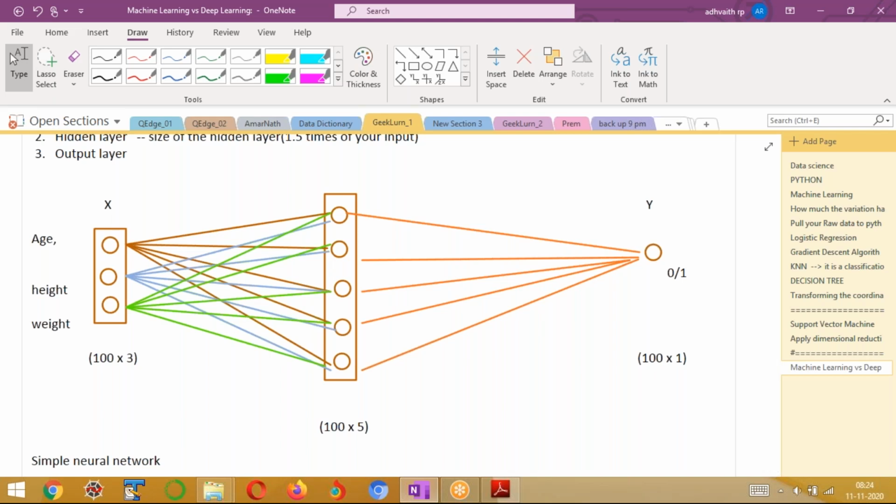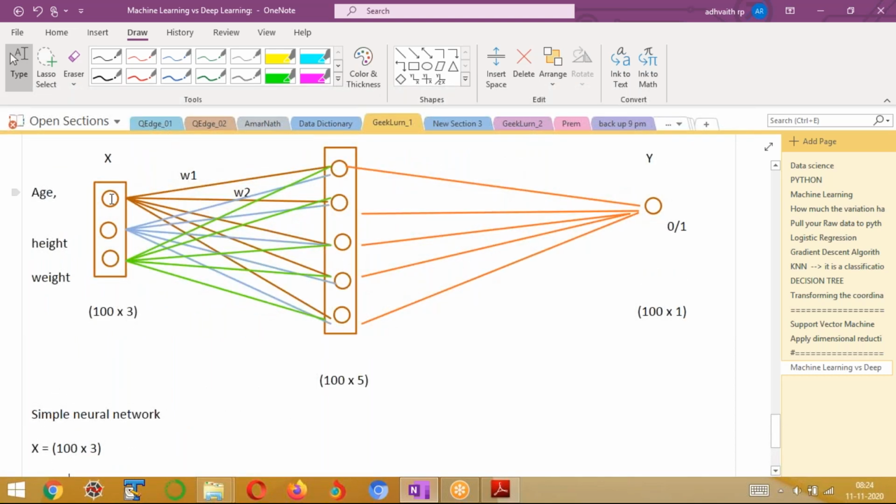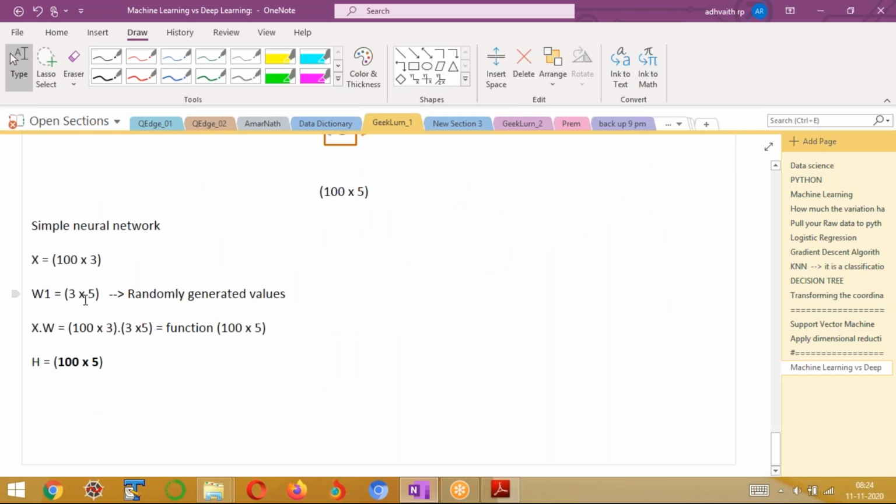In each line, one W: W1, W2, W3, W4, W5, W6, up to W15. Where will they be saved? Here, 3 by 5. What is happening here? Let's say age is 25. 25 into one weight value from the 3 by 5 set is multiplied here, and those will be applied on top of a function. So the output will be some 0.23 or 0.5 or 175 or whatever.